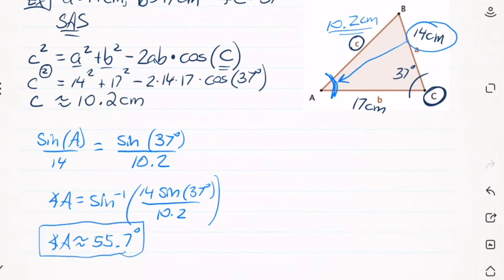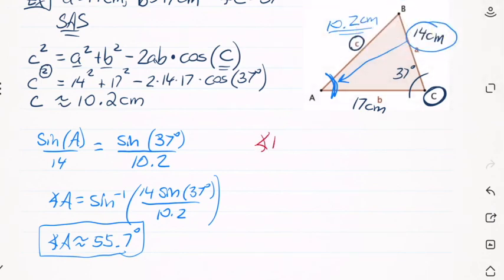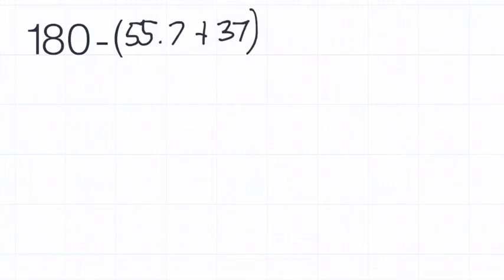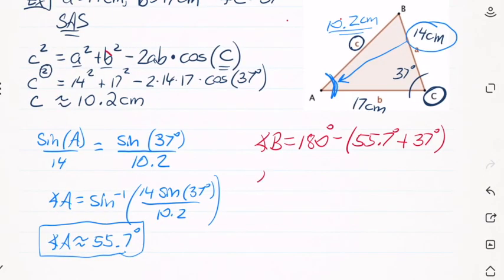And then, of course, angle B is real easy. We just have to do the subtraction. So angle B is equal to 180 minus the sum of the 55.7 we just found and the original angle of 37 degrees. And we'll end up with 87.3 degrees for angle B.